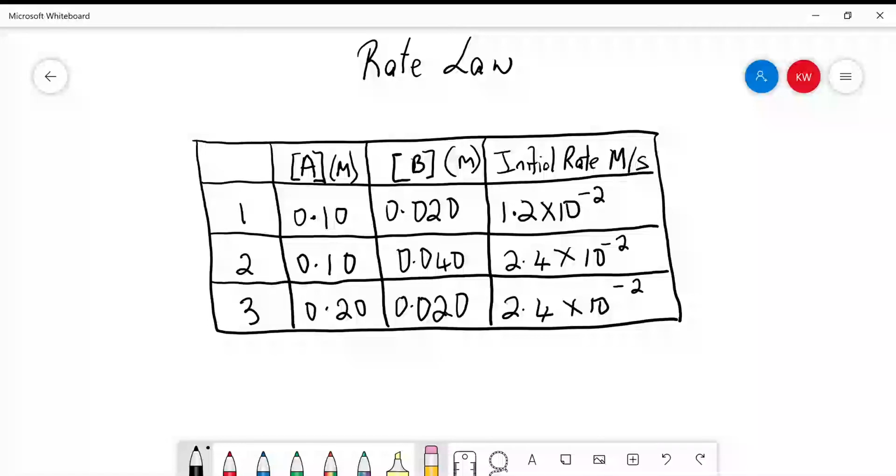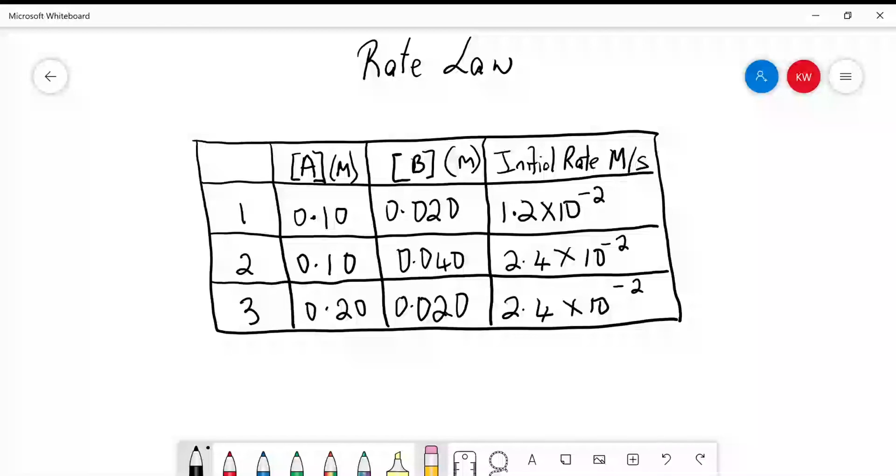We're going to try to find out a case where we could keep A constant or we could keep B constant. We're going to try one at a time. So looking at experiment 1 and experiment 2 results, we see that A is kept constant here. When A is kept constant, B changes.